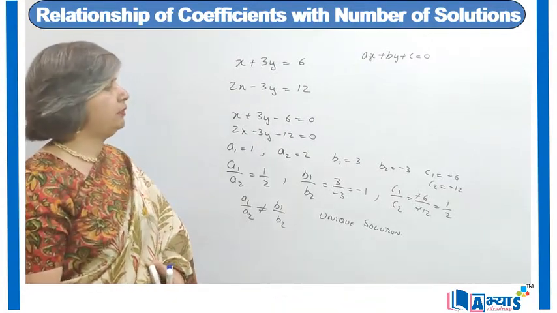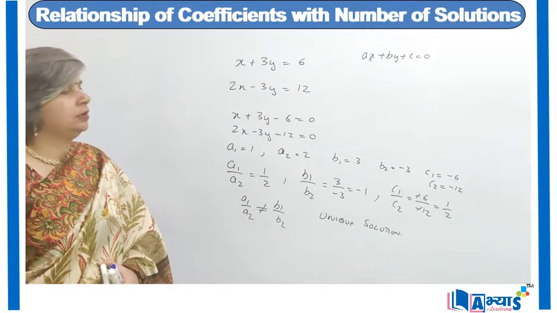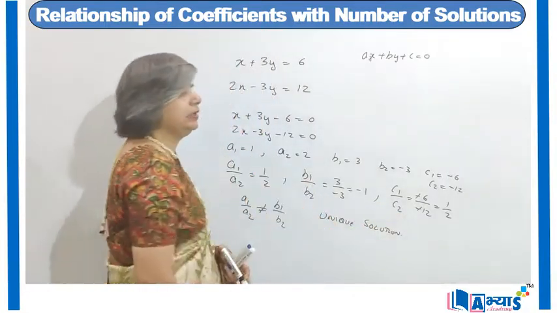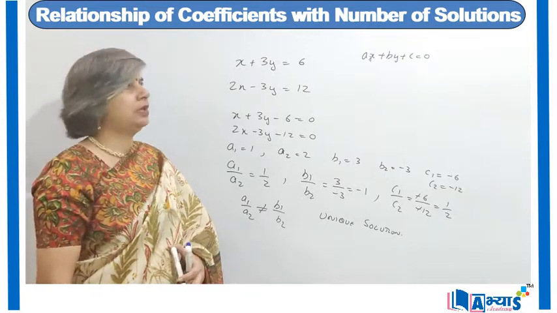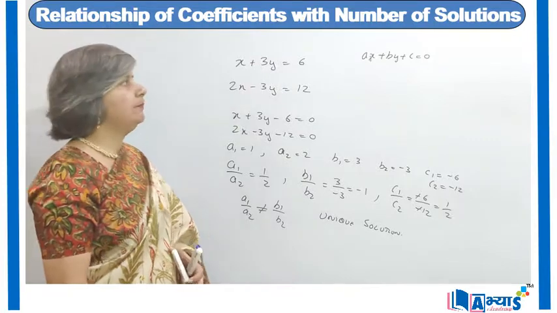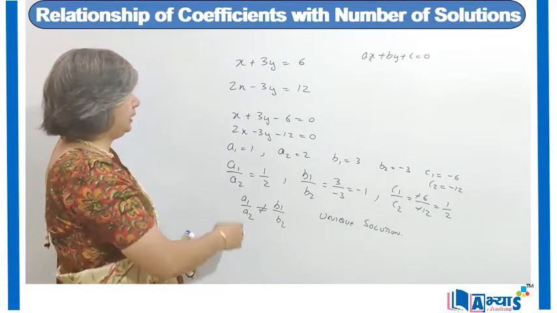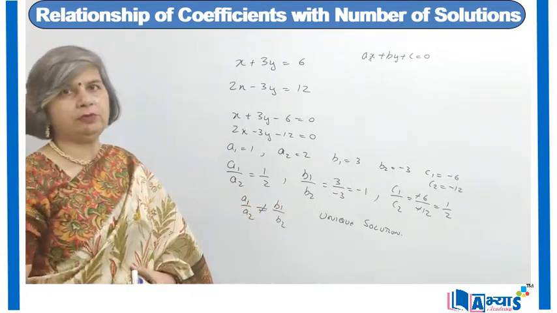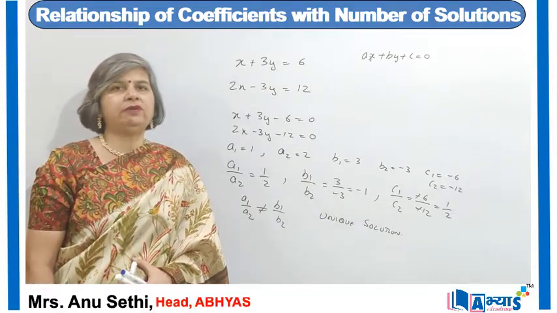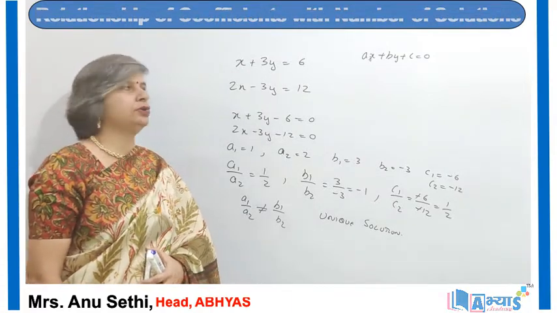And in the third case, if a1 upon a2 is equal to b1 upon b2 and is also equal to c1 upon c2, that means the ratios of the three are equal to each other, then the lines are coincident, and in that case it will have infinitely many solutions. So we have applied this concept on the pair of equations that was given to us, and we have found that a1 upon a2 is not equal to b1 upon b2. Hence we can say this pair of equations represents a unique solution, or whenever we plot these lines, they will intersect each other at a point, and that point is the solution of the equations.